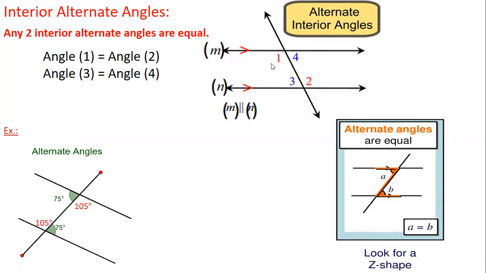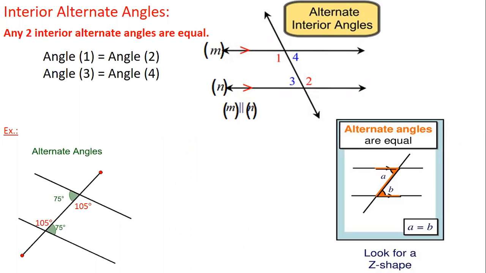Any question about the interior alternate angles, guys? No. Okay. Aya, please read interior alternate angles. Any two interior alternate angles are equal. Continue. Angle 1 equals angle 2, angle 3 equals angle 4. Okay, Aya, thank you. So any two interior alternate angles are equal to each other.